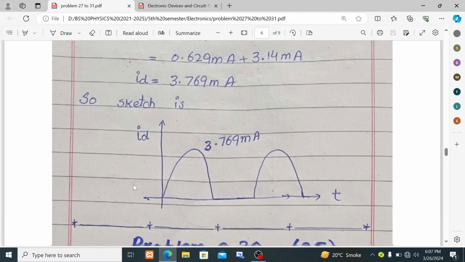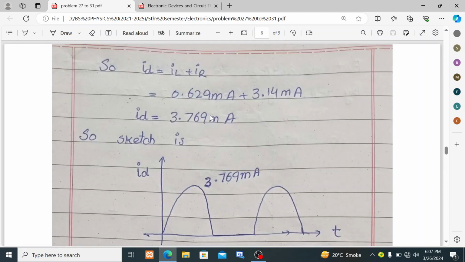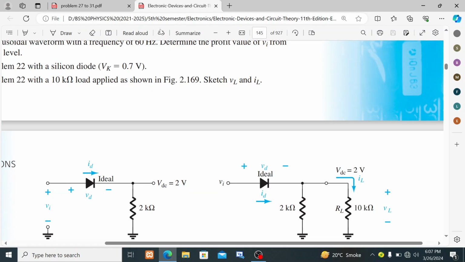So the sketch for Id is 3.769 milliampere for positive cycle, and for negative cycle no current flows, so current for negative cycle will be 0, and again for positive cycle it will be 3.769. These were problems 27, 28 and 29 of the printed version, and of the PDF version these were problems 22, 23 and 24.